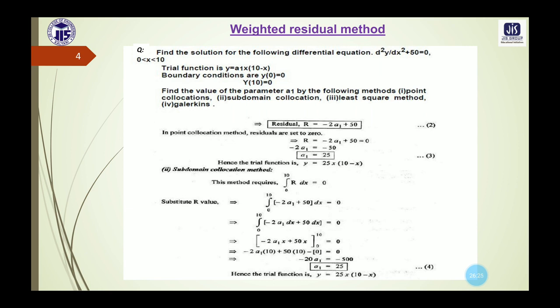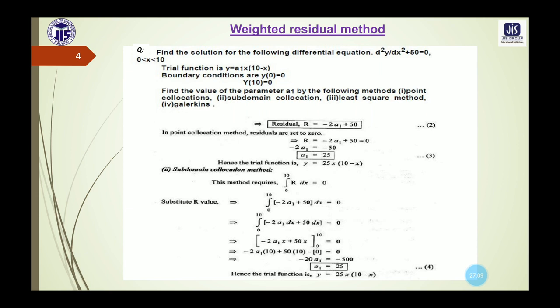Now if we do the integration within the limit 0 to 10, first we get the integral of minus 2a1 dx, which is minus 2a1x, plus the integral of 50 dx, which is plus 50x, and the limit is from 0 to 10. So we put the value of x as 10, and from that we subtract the part where we put x equals 0. That part will be totally 0.